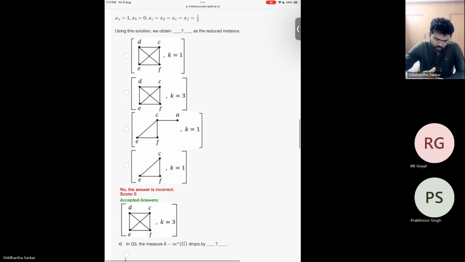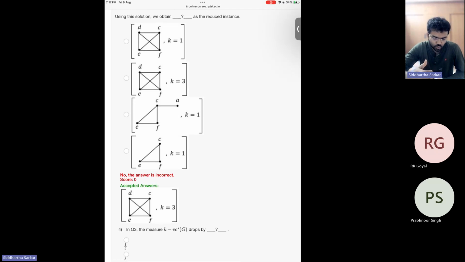But Vc star is also dropping from 3 to 2, because earlier half into 6 was the value of Vc star, because there were 6 vertices in the previous graph. So now there are only 4 vertices in this graph. So Vc star is only 4 into half, that is 2. So the quantity K minus Vc star is not changing. So that is why the answer is 0.